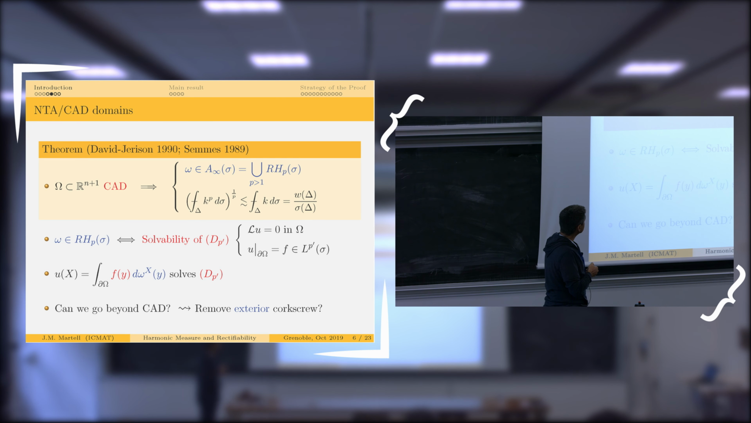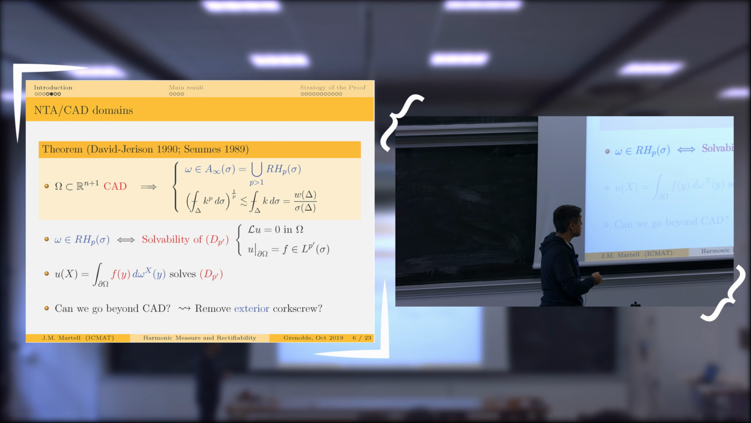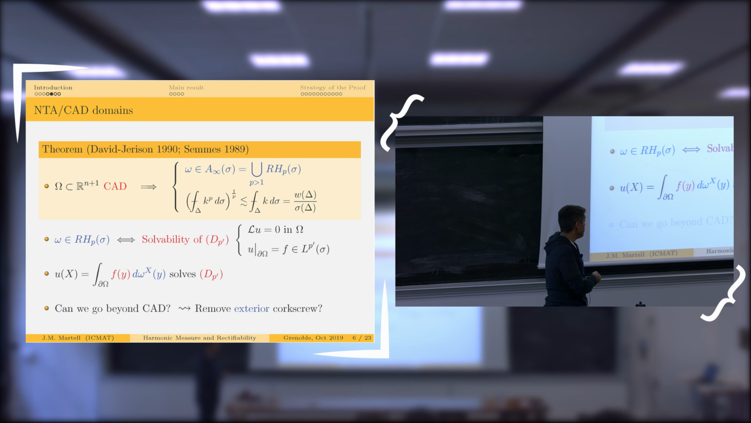So this is what they proved. David and Jerison in the 90s and Semmes independently in '89 showed that in a chord-arc domain, the harmonic measure is in A infinity. So this is the next step, right? You have Lipschitz domains, where you have Reverse Hölder with exponent 2, and now what you have is an exponent p that is going to depend on the parameters and on the constants involved in this condition. But still, this is the same as saying that you have solvability for some L^p prime, or in particular for some finite p, as I mentioned before, right?